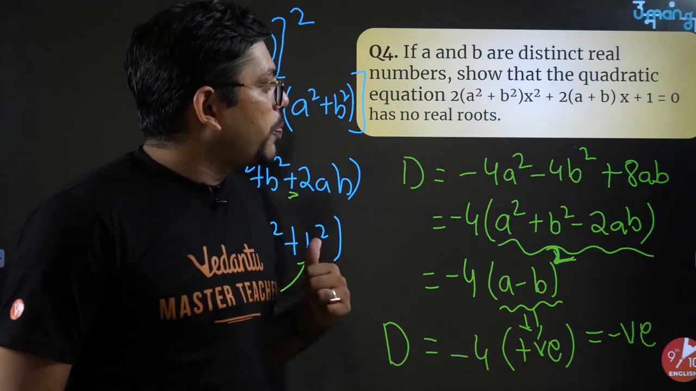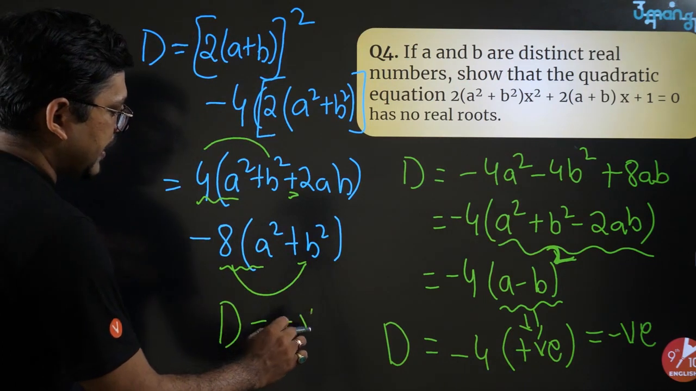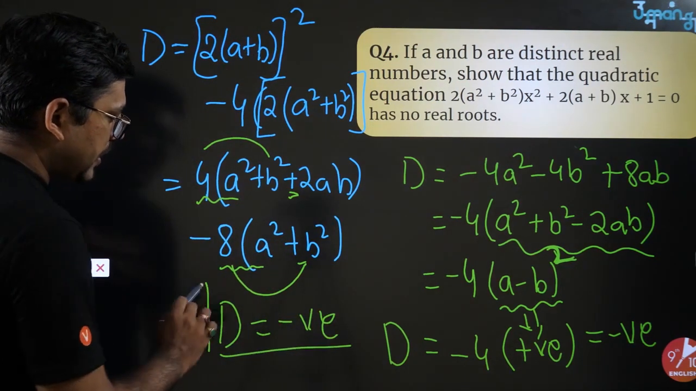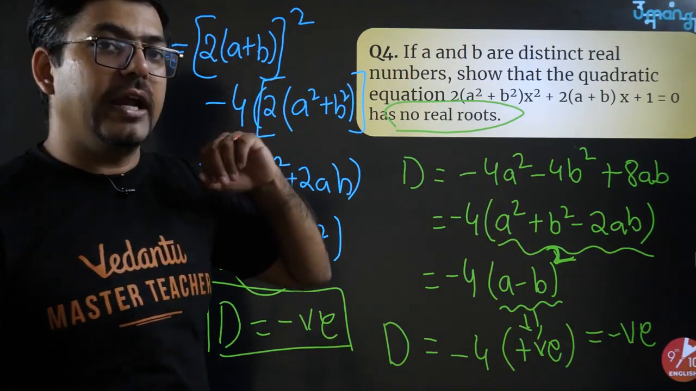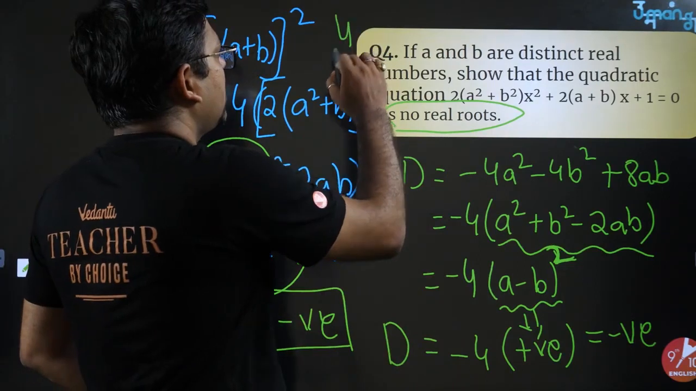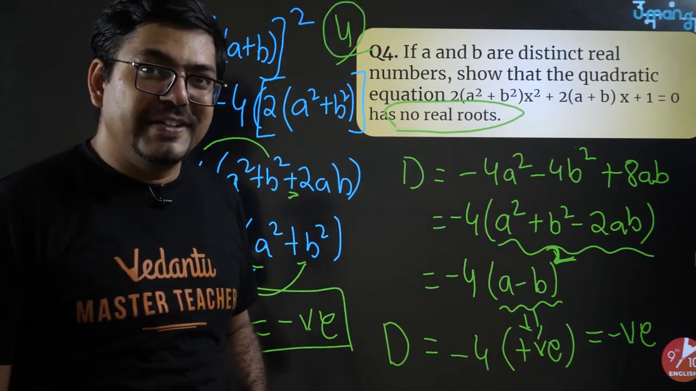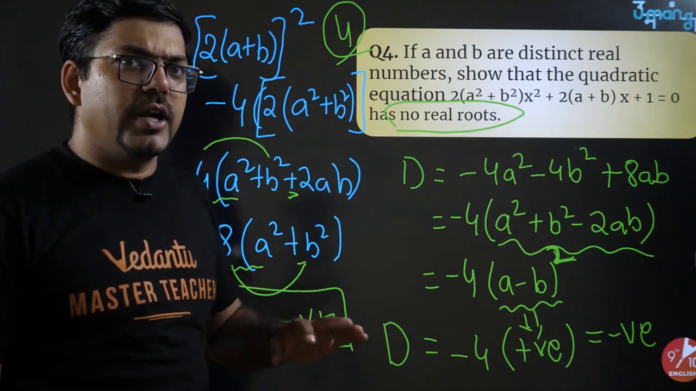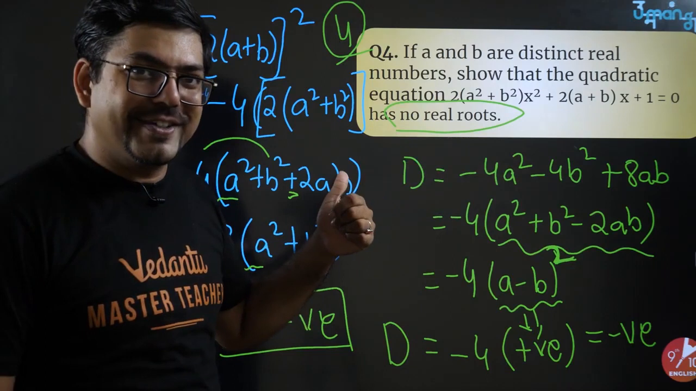Fine. So what did you prove? You proved that in the end d is always going to be negative. Since d is always going to be negative, therefore it will never have a real root. It will have no real roots. And this will be a 4 marker. Let me tell you, this will be a 4 marker. So you have to prove this much. But I don't think it's that tough. It's just the understanding. Once you understand this, then it's just a cakewalk.